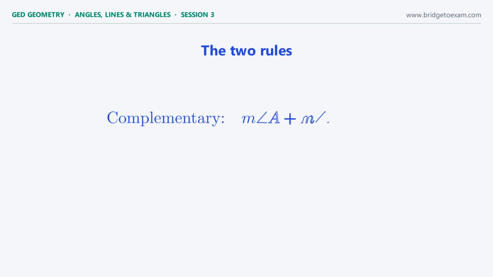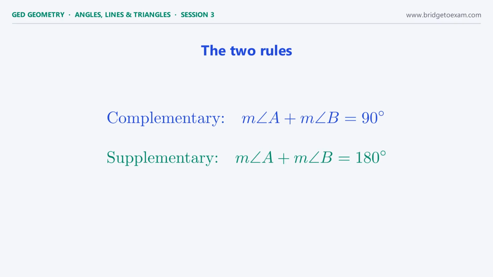Here are the two rules side by side, and they're beautifully simple. Complementary angles are two angles that add up to 90 degrees. Supplementary angles are two angles that add up to 180 degrees. That's the whole idea. Two angles that combine to a fixed total. 90 for complementary, 180 for supplementary. Everything else in this lesson is just applying these two facts.